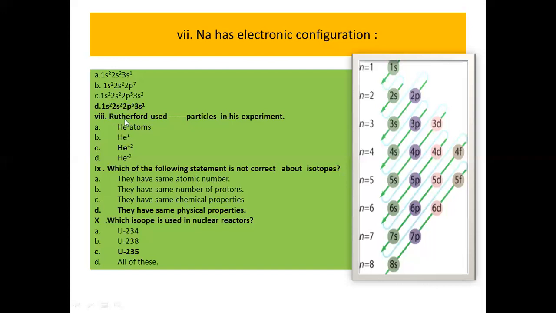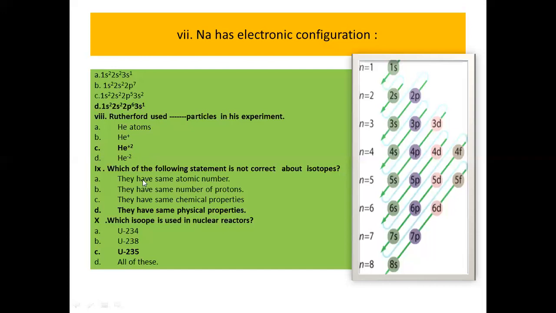Number 8, Rutherford used dash particles in his experiment. If you remember the Rutherford experiment, I told you that Rutherford used double positively charged helium nuclei. Double positive means plus 2 charge helium nuclei. So C is the correct option.